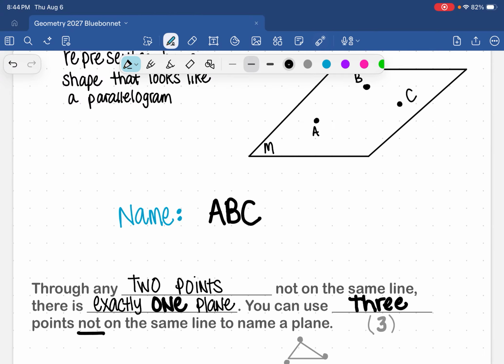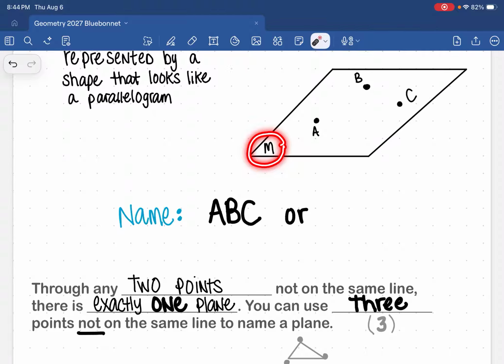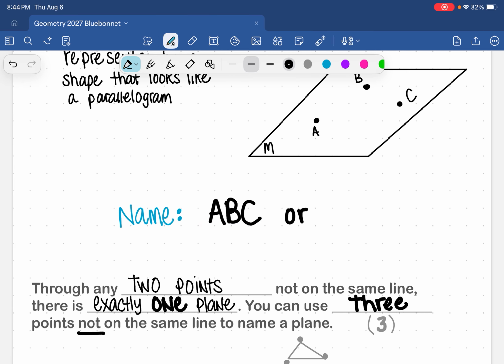All right, there is one other name for this plane, and that is using this capital letter M that is in the corner of my plane. Notice this capital letter M does not have a point with it. This is why in any of the names that I mentioned, I did not use the letter M. It's not a point, so it cannot be used in naming purposes with the points A, B, or C. However, I can use it as a name when I use the word plane. I have to write it out, and the letter M.